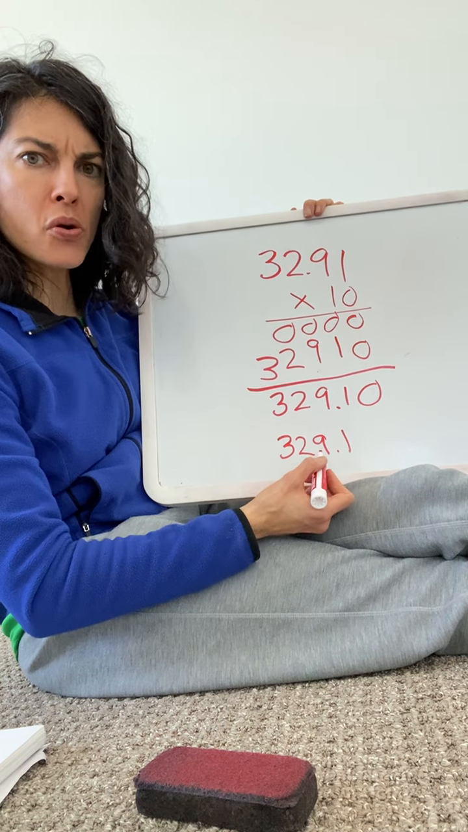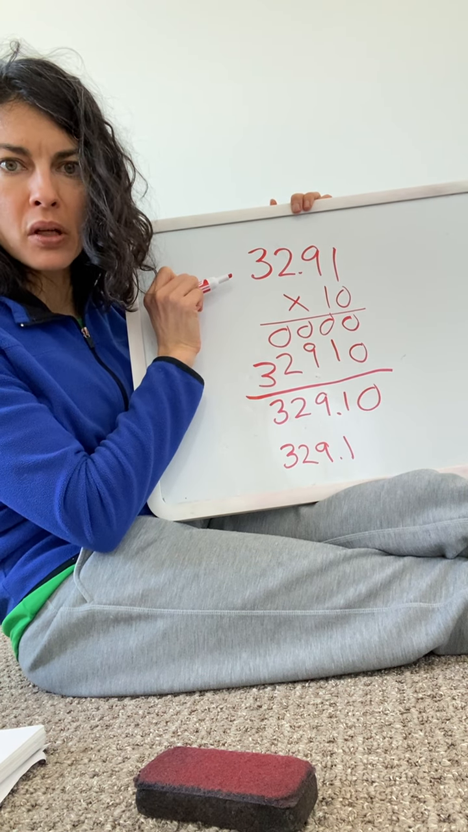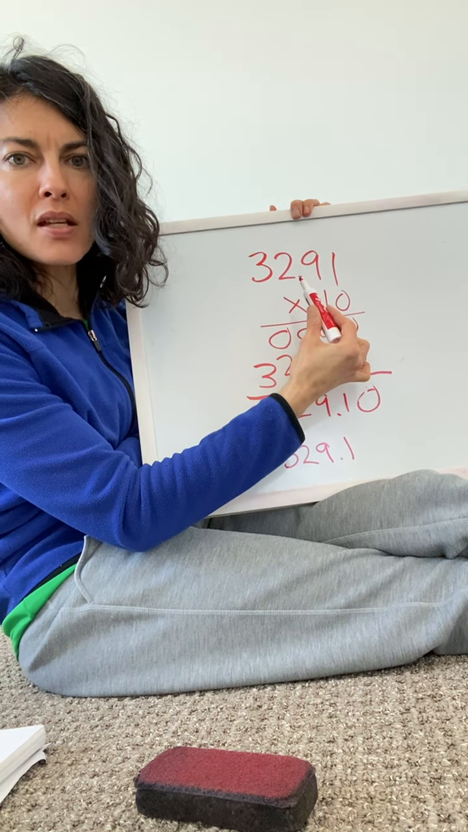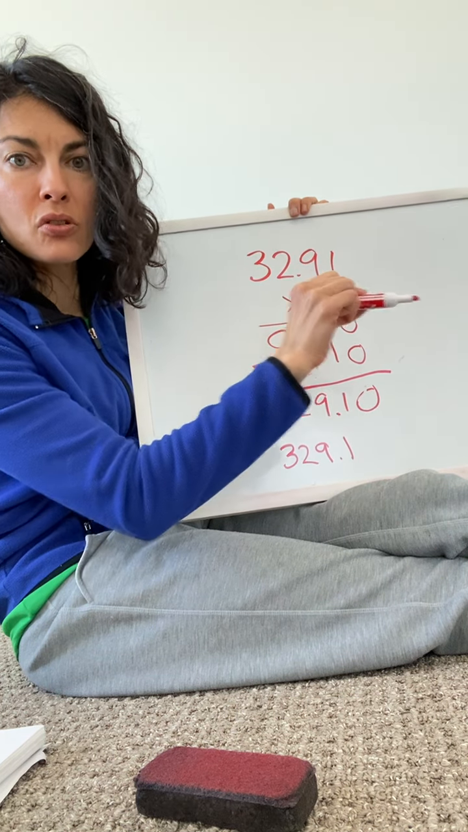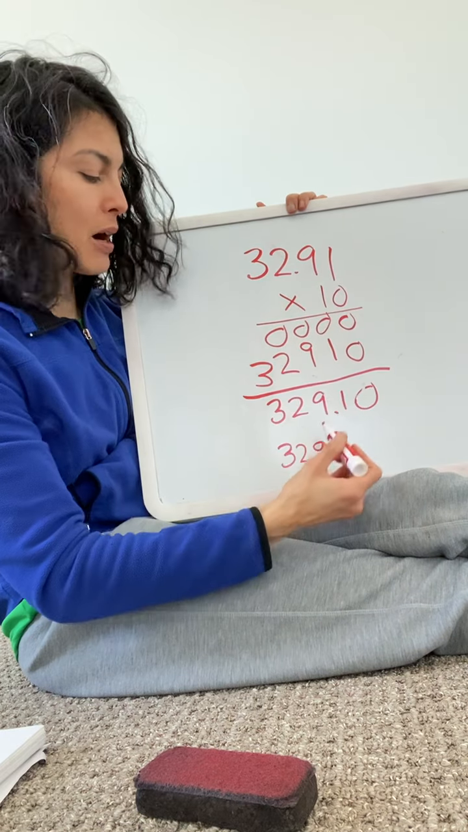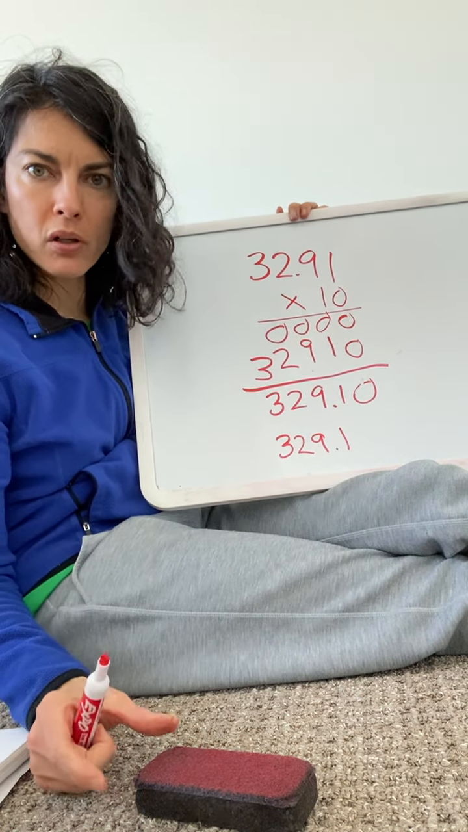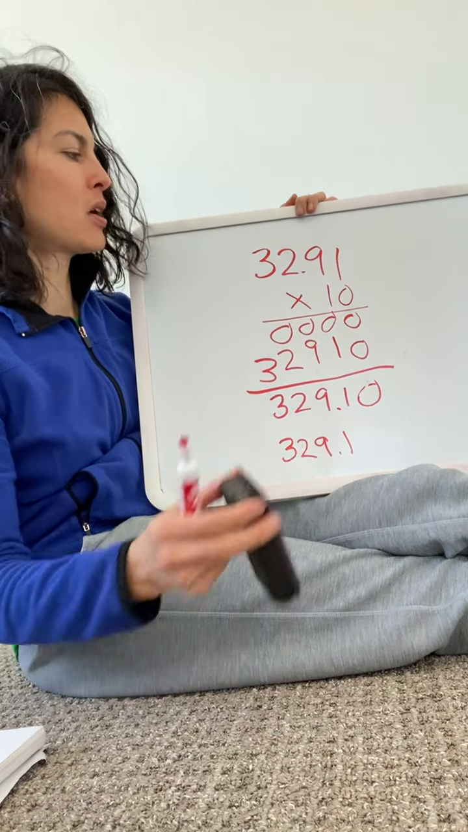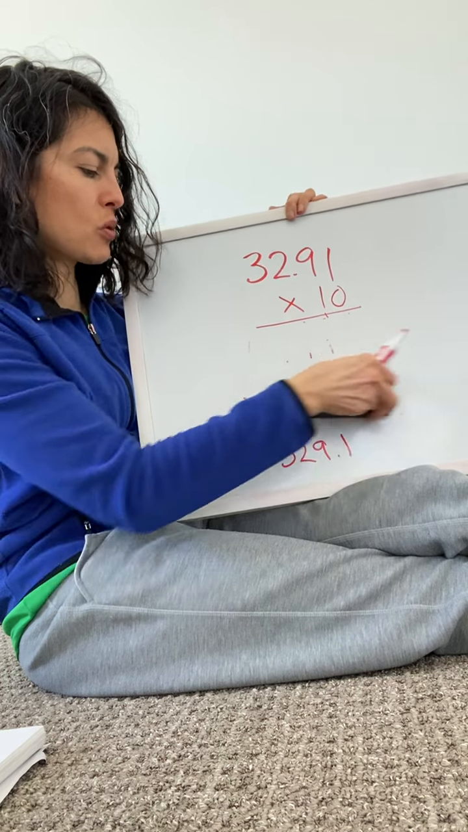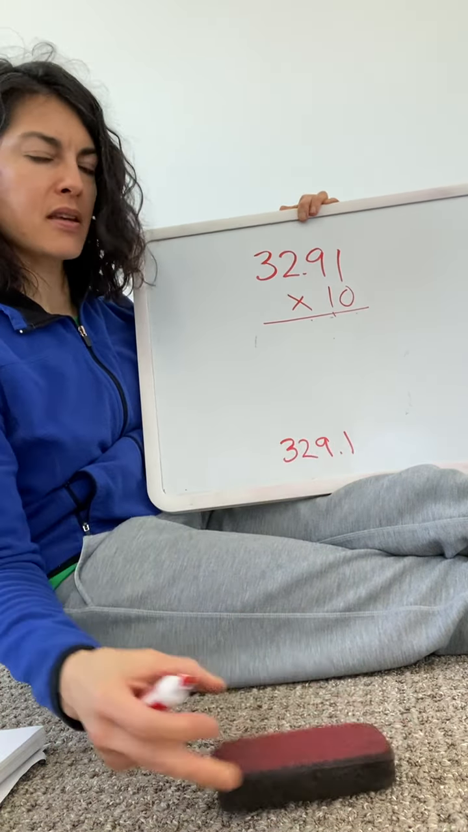329.1. Oh, that looks an awful lot like what we started with. What's the only difference? Aha, the decimal is 1 point to the left. Instead of being 0.91, now it's just 0.1. Does that work for bigger numbers? Let's try it by multiplying times 100. If that pattern continued, let's save this over here.